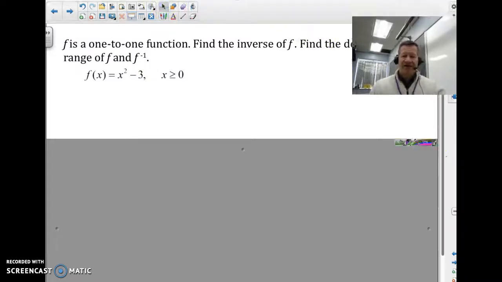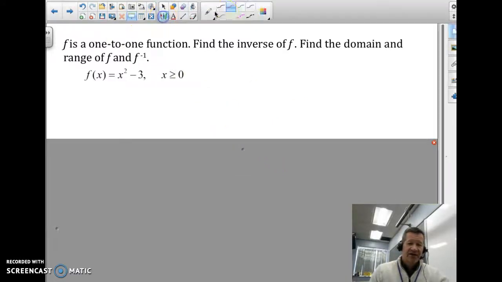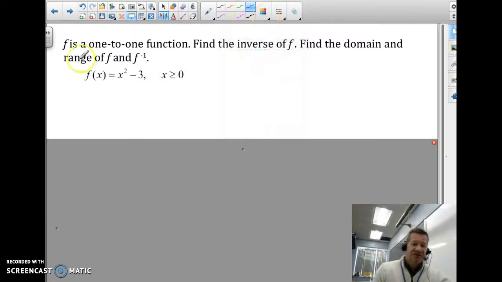All right, so now f is a 1-to-1 function again. We want to find the inverse and tell what the domain and range are of both f and its inverse. So we learned to do that on the last page. All we have to do is switch x and y to find the inverse. So let's do that. So it says y equals x squared minus 3. What if I say x is y squared minus 3? That's the start. Now, why is x greater than or equal to 0?